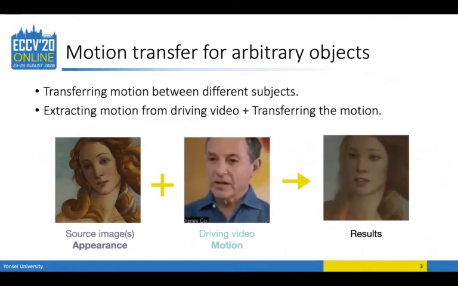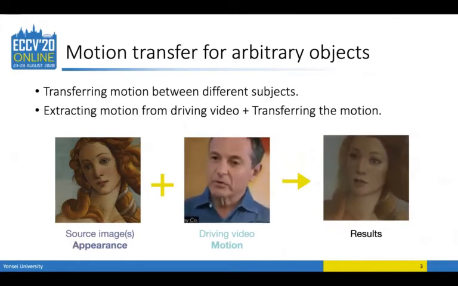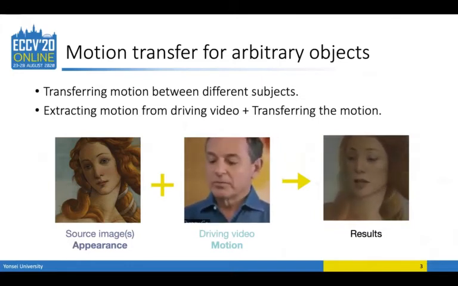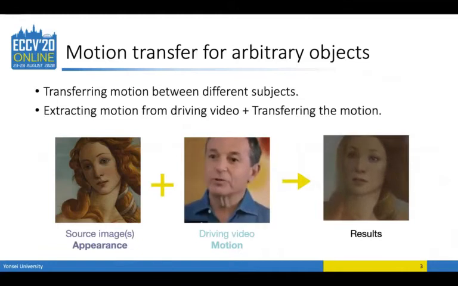Motion transfer is a task of transferring motion between different subjects. As it's impossible to use pre-computed landmark annotation in the case of arbitrary objects, the network must learn to extract representations and transfer motion simultaneously.